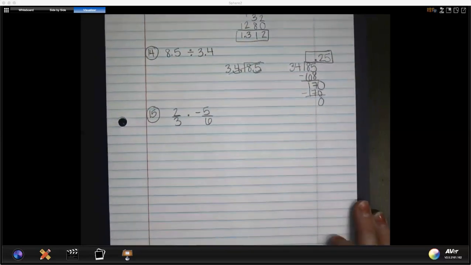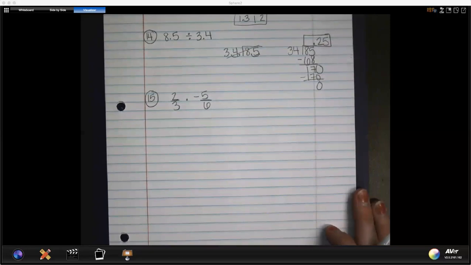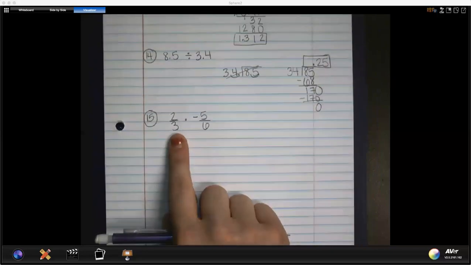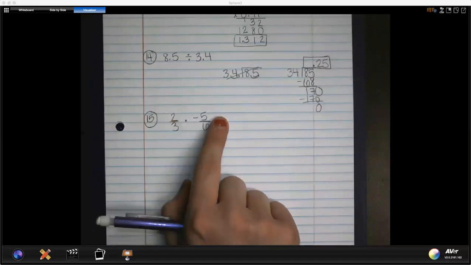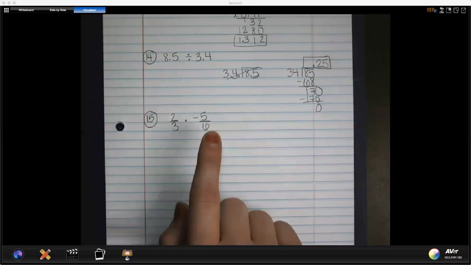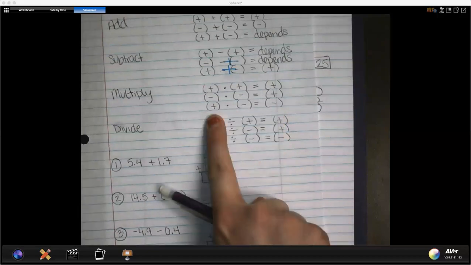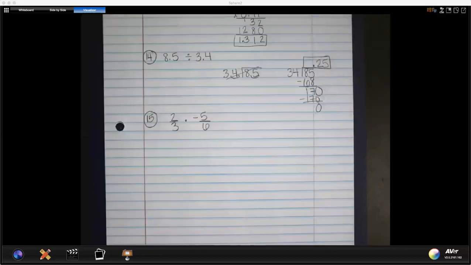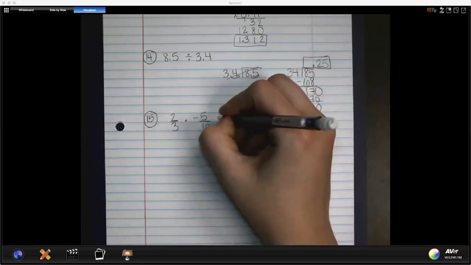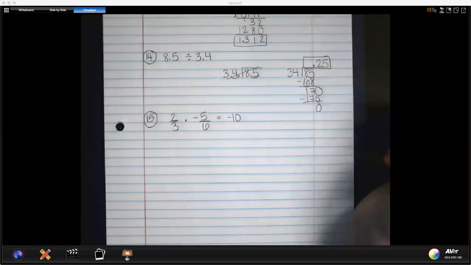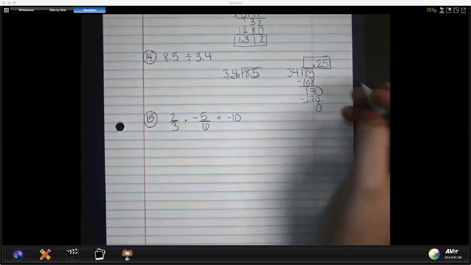2/3 times -5/6. What are our rules when it comes to multiplying fractions? Do you have to have a common denominator when multiplying? No, you just multiply across. So you're gonna multiply numerator to numerator, denominator to denominator. A positive times a negative is a negative. So 2 times -5 is -10. And 3 times 6 is 18.